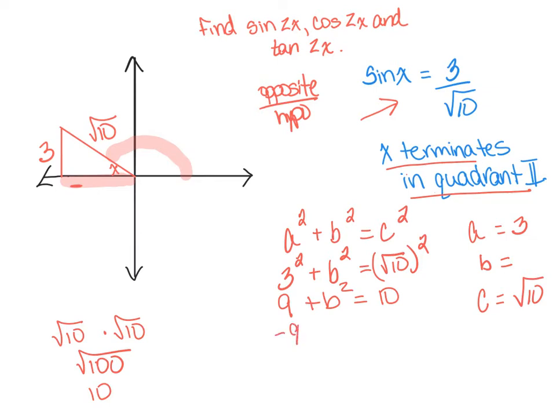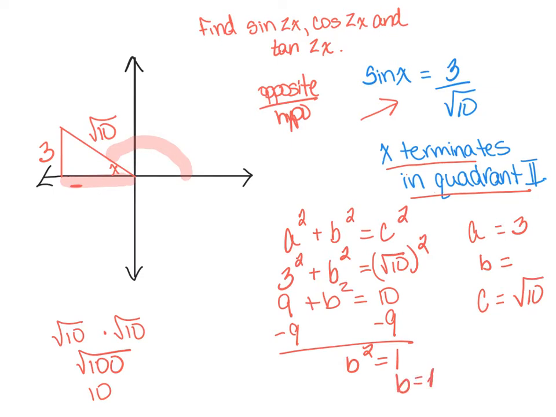Okay, our next step as we try to find out what b is, we subtract 9 from both sides. So we have b squared equals 1. The square root of b squared is b. The square root of 1 is 1.